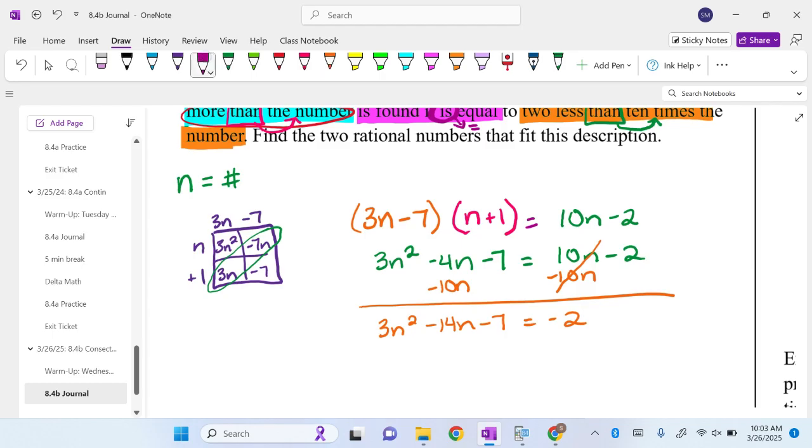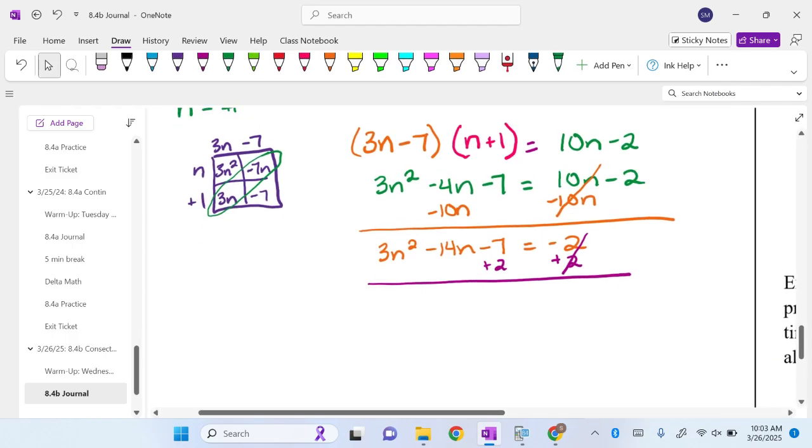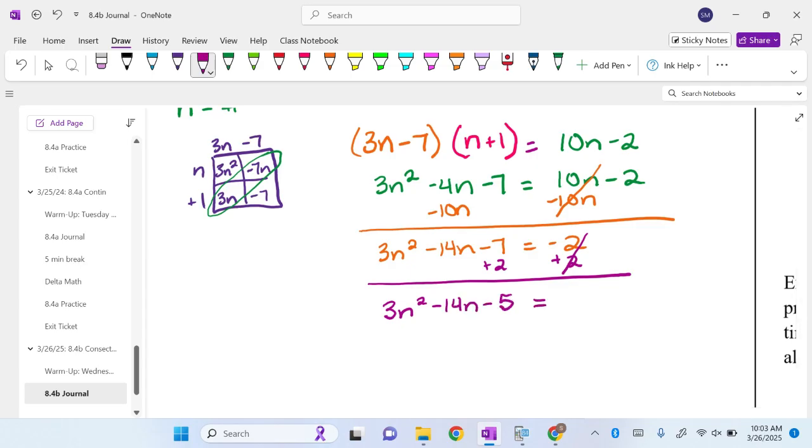What's my next step? Add the 2. What am I adding the 2 to? The negative 7. So the negative 2 plus 2 goes away, and I'm left with 3n squared minus 14n minus 5 is equal to 0. Now that I have one side equal to 0, I can go into factoring. So first off, do I have a GCF there? No. So I can go right into big X.